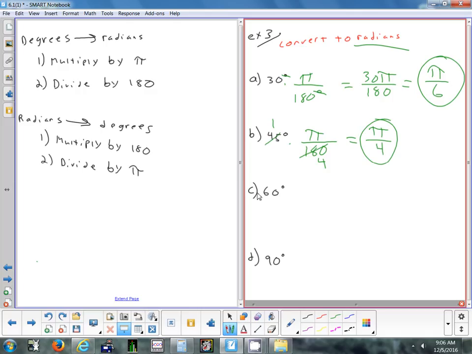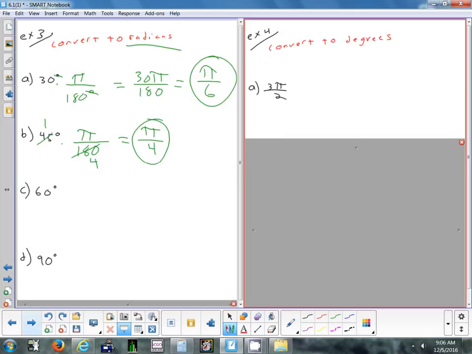Actually, any questions on that? Converting degrees to radians? All right, let's try a couple the other way. Now we're going to convert to degrees. If you get kind of stuck at first, pretend that RAD is written here. I'm not going to write it in future problems, but pretend that it's there. Where would RAD have to go to cancel it out? In the bottom.